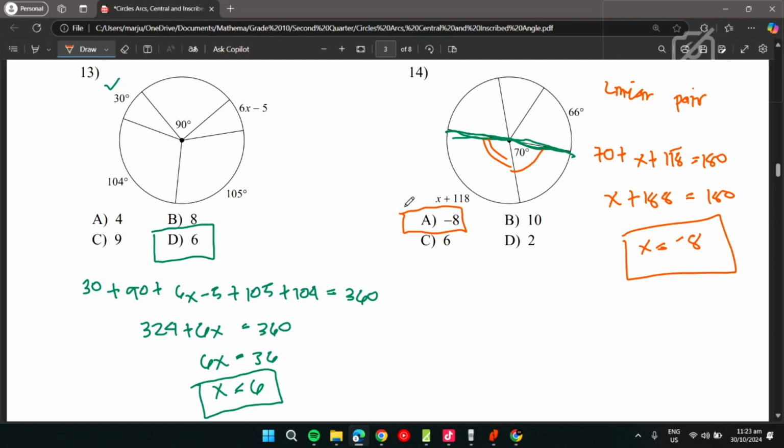Alright, that's letter A. Wait a minute. Tama ba yung solution natin? Bakit negative yan? We're dealing with measurements, right? Pero bakit negative yung sagot natin? Can someone explain? Bakit tama yung sagot natin even though the answer is negative?